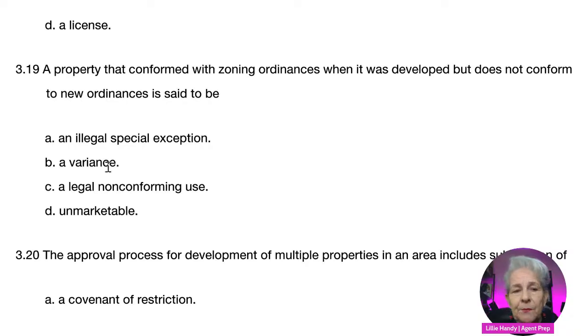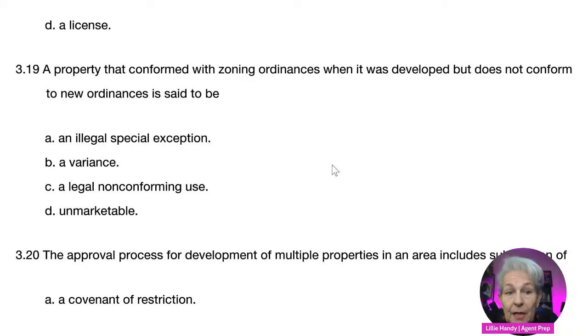Number 19, a property that conformed with zoning ordinances when it was developed, but does not conform to new ordinances is said to be what? A, an illegal special exception, B, a variance, C, a legal non-conforming use, or D, unmarketable? I'll get back to your other question in a moment, okay, MJ? Oops, sorry. So what is the answer to number 19?